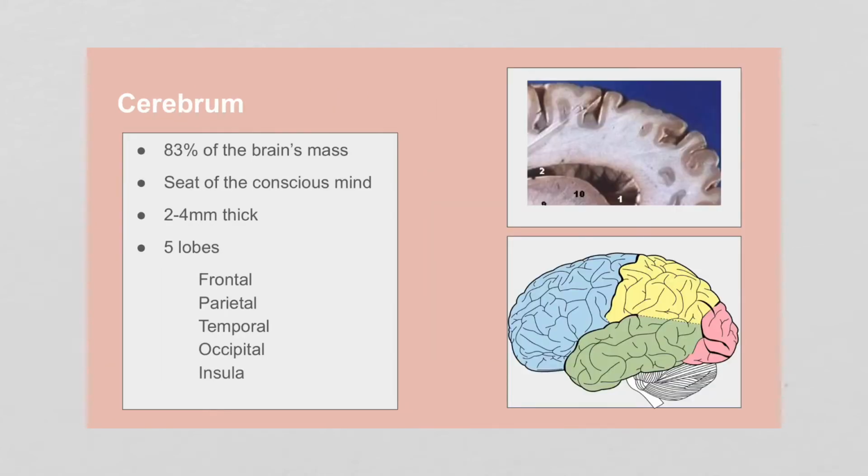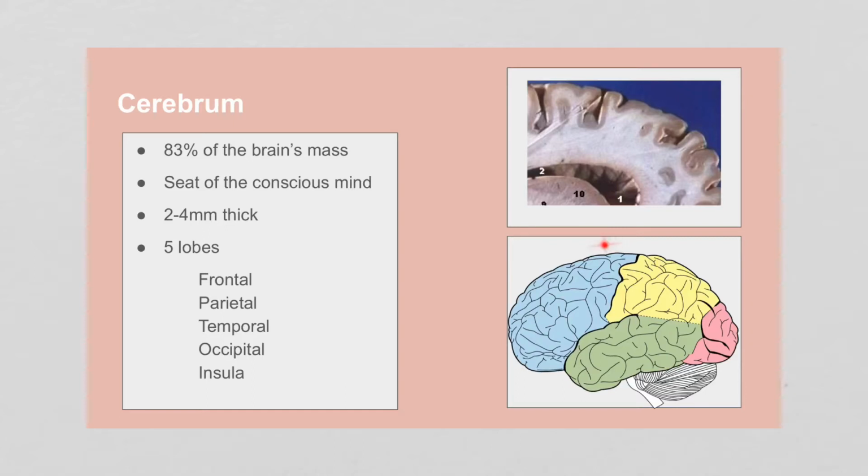We're going to start by looking at the cerebrum, because the cerebrum is the majority of the brain in humans. It's about 83% of the brain's mass. And this is where all of our conscious thought and problem solving occurs. There are 5 lobes in the cerebrum. Sometimes you'll only see 4 mentioned, but there are actually 5.